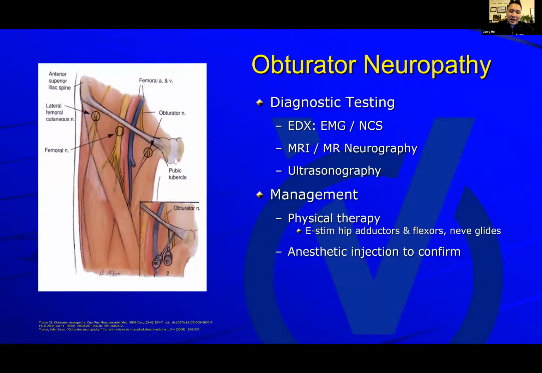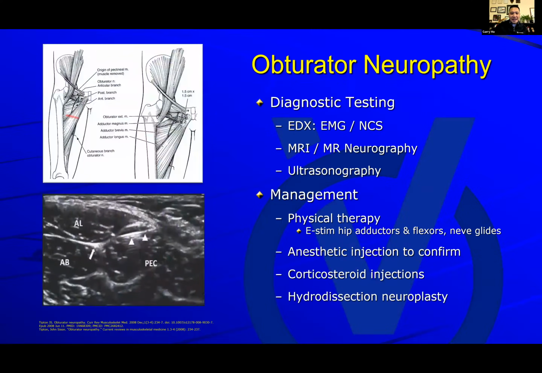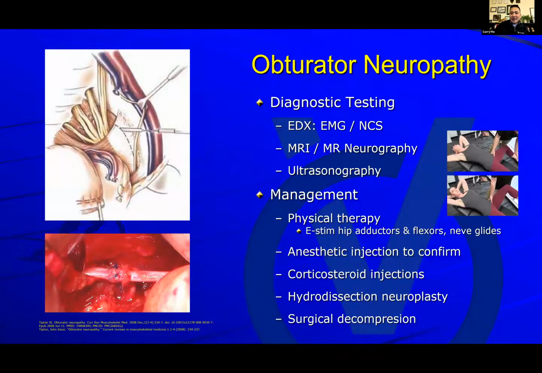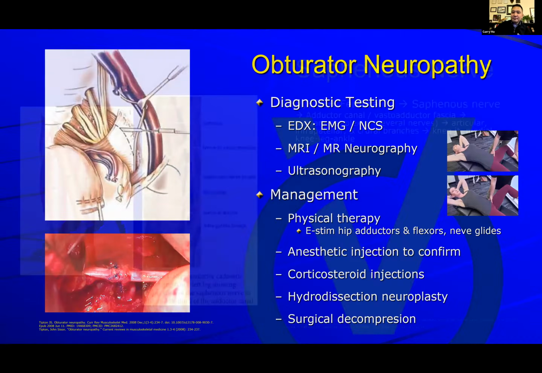So manage this conservatively with rehab, stretching, muscle strengthening, nerve flossing, injections, hydrodissections, and then surgery if all else fails. This bottom one is an example of a nerve repair of the obturator nerve following injury iatrogenically from a hip surgery. And that picture is an example of what a nerve glide might look like for the obturator nerve.